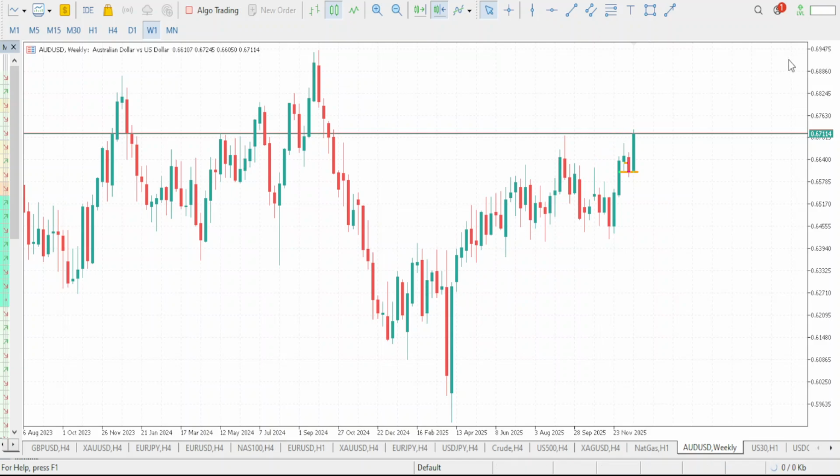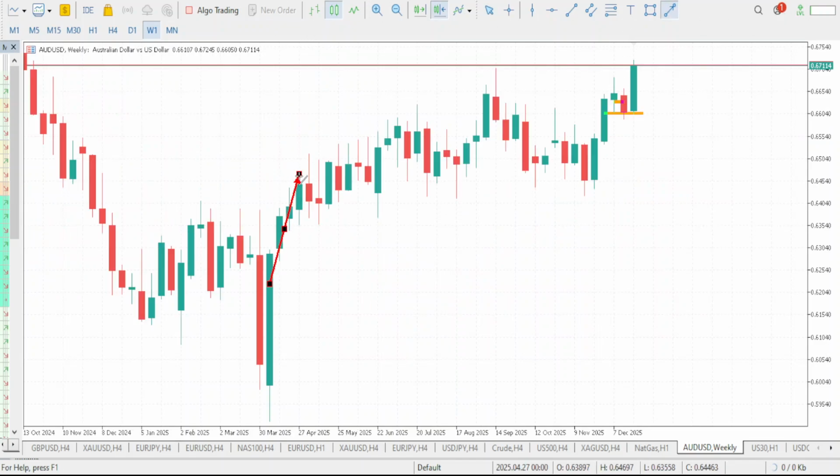So this is it here. This is our impulsive move. Here comes the pullback phase. Then this is another impulsive move. Here comes the pullback phase. This is also an impulsive move here also. Here comes the pullback phase. This is also our impulsive move on odd US dollar. This is a pullback phase.